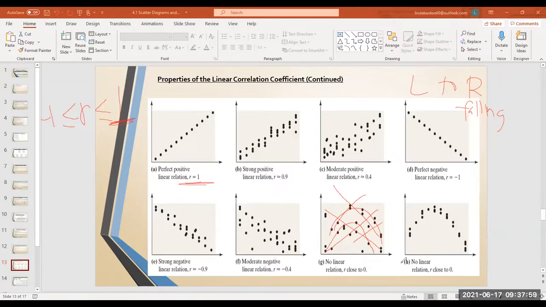And here we have this, which straight away shows that it looks like a parabola. And if it's like a parabola, then that is not linear. So in this case, no linear relation. R is close to 0.